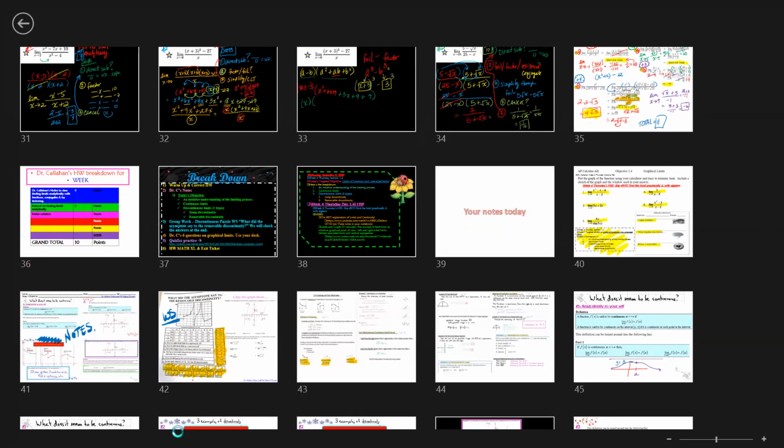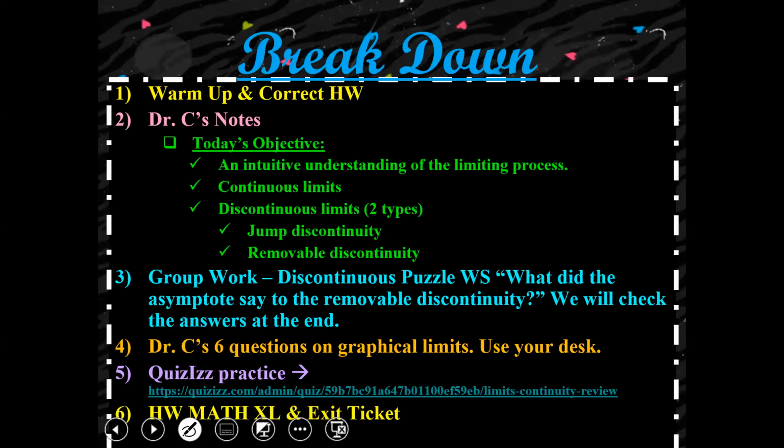So today we are going to talk about an intuitive understanding of the limit process, which is going to include continuous limits and discontinuous limits, and I'm going to go over 2 different types. And they are jump discontinuity and removable discontinuity.